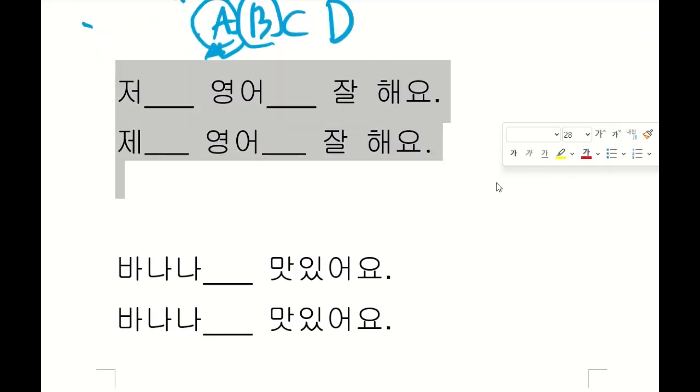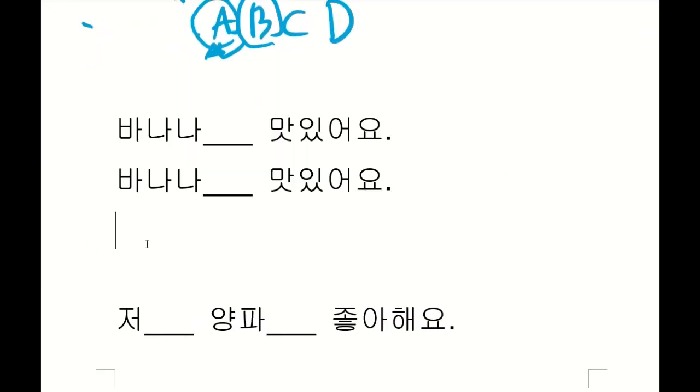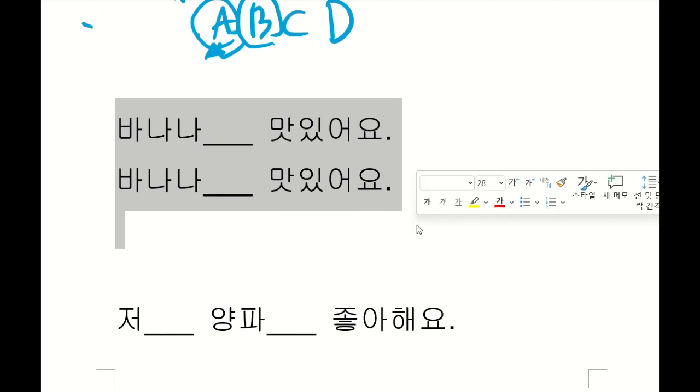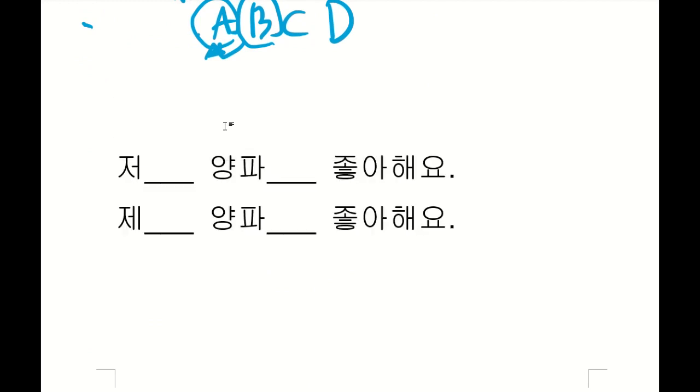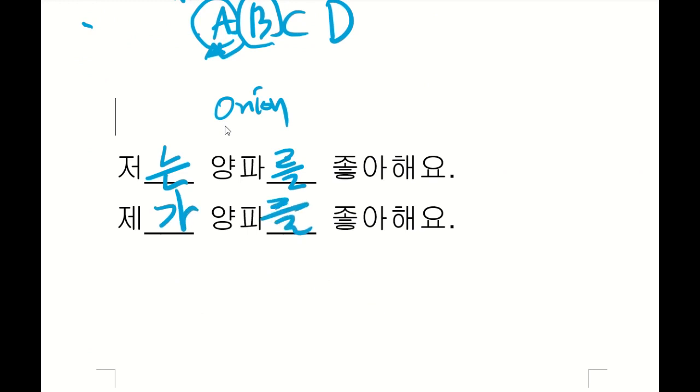This one's same as the other one. And this one too. Okay, here. Let's have a look. This one. 저는 양파를 좋아해요. 양파 is onion, by the way. Onion. 제가 양파를 좋아해요. Same as the other sentences. I like onion. I like onion. Just general fact. It's about my food preference.